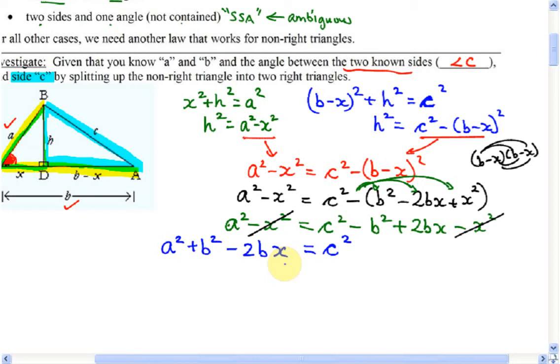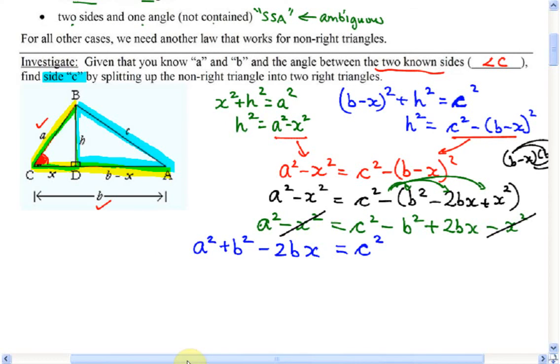Unfortunately, you don't know what x is, because if you look at the triangle, I only gave you a, b, and the angle C. So here's what I'd like you to think about. How can I relate angle C with this x?